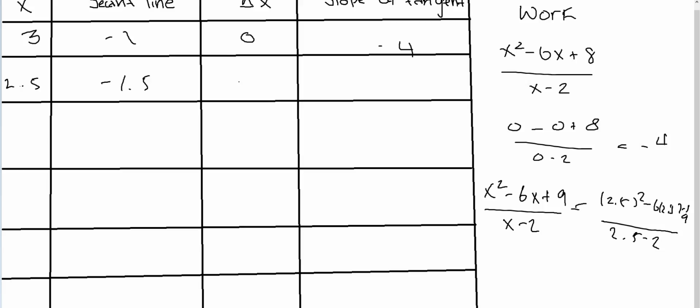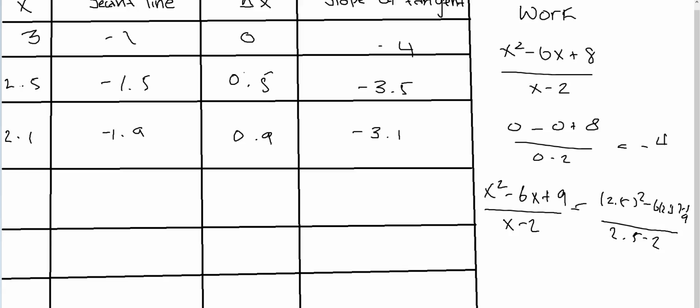And now our change in x is going to be 0.5 from our original 3. And we can plug this back into our equation, and we will get negative 3.5. I'm going to leave the work to you guys because that's where you really build character. So we're still approaching 2, so we're going to go to 2.1 this time. And so our secant line is going to be negative 1.9, our change in x is going to be 0.9, and our slope of the tangent is going to be negative 3.1.